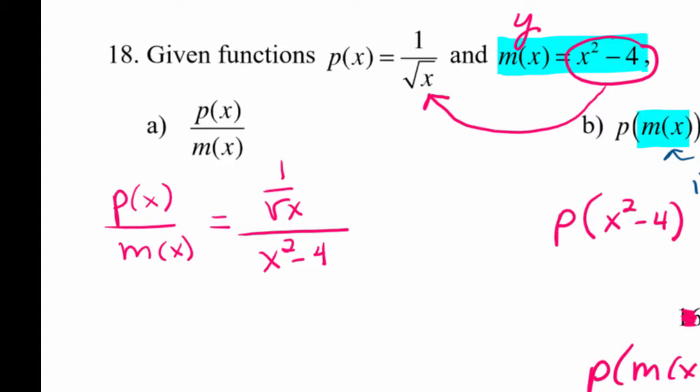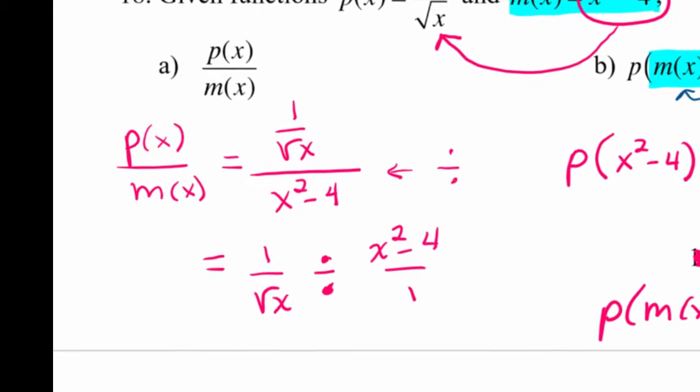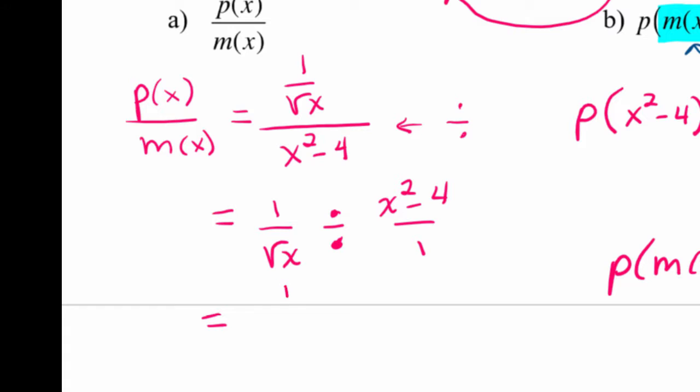This is called a complex fraction. Notice how we have a fraction within a fraction? How we get rid of that is we replace this division bar with a division. So we write 1 over the square root of x divided by x squared minus 4, which is a division over 1. And you remember that when you divide fractions, you multiply by the reciprocal. So I'm going to write 1 over the square root of x times 1 over x squared minus 4.